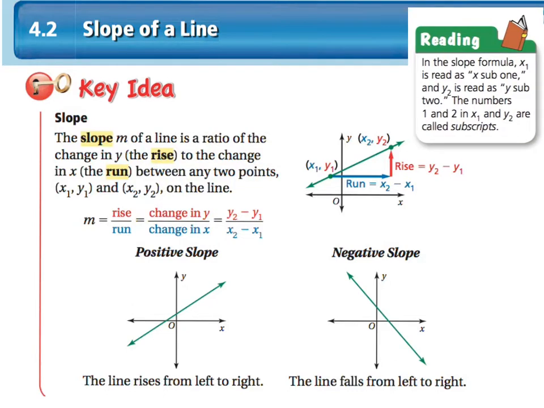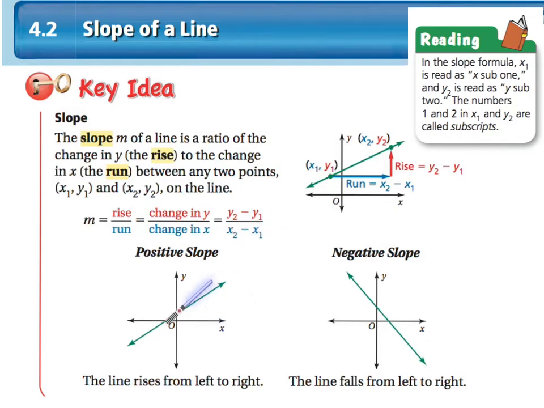Here's your little reading passage here. In the slope formula, x sub 1 is read as x sub 1, and y sub 2 is read as y sub 2. The numbers 1 and 2 in that are called subscripts. So, looking here, we have any 2 points going left to right. The rise is the change in y, and to find the change of 2 numbers, you subtract them. Same thing with x. So we take one y value subtracted from the other y value, and one x value subtracted from the other x value.